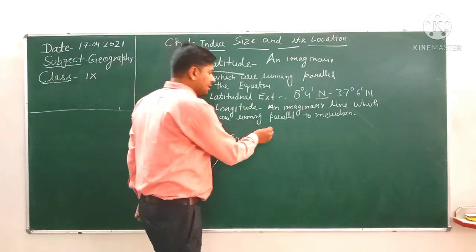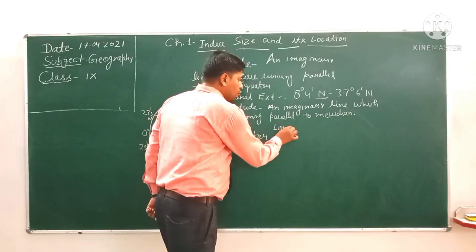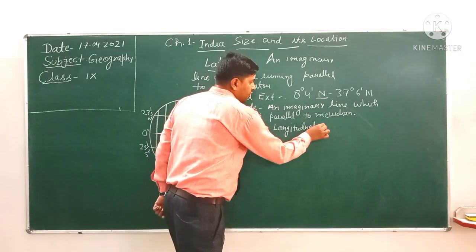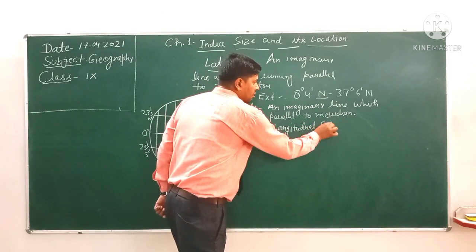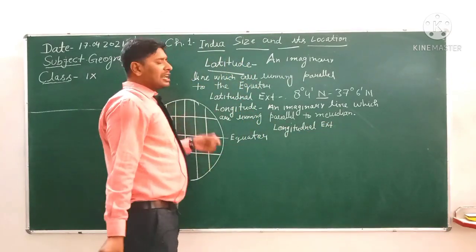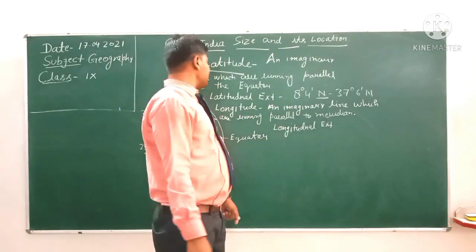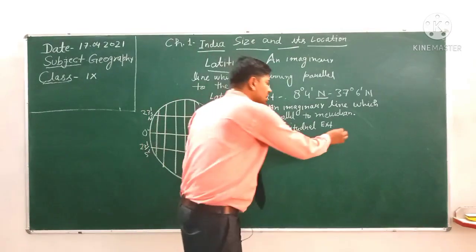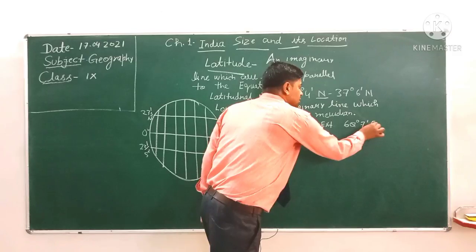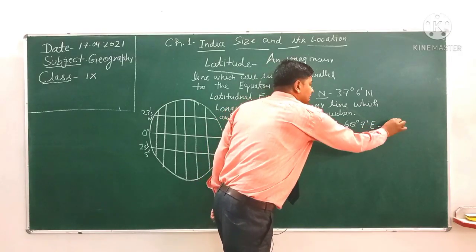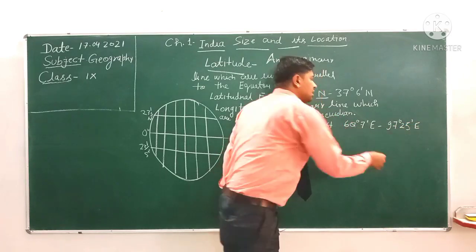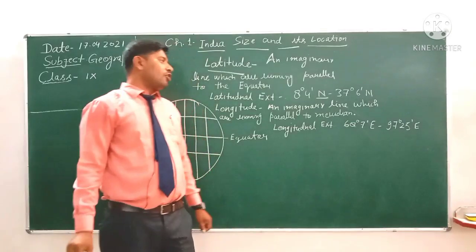The longitudinal extension of India is, students, as we know, near about 68 degree 7 minute east to 97 degree 25 minute east. This is the longitudinal extension of India.